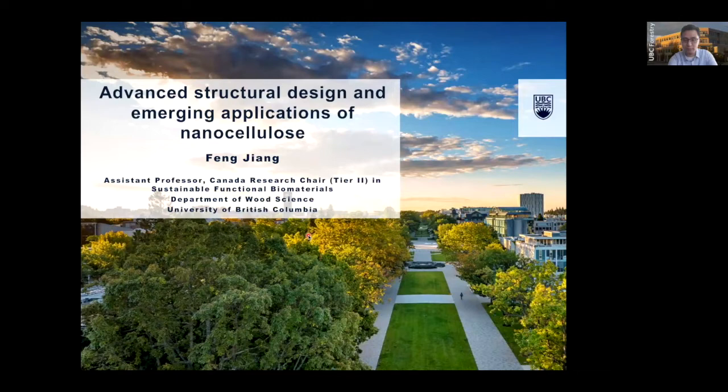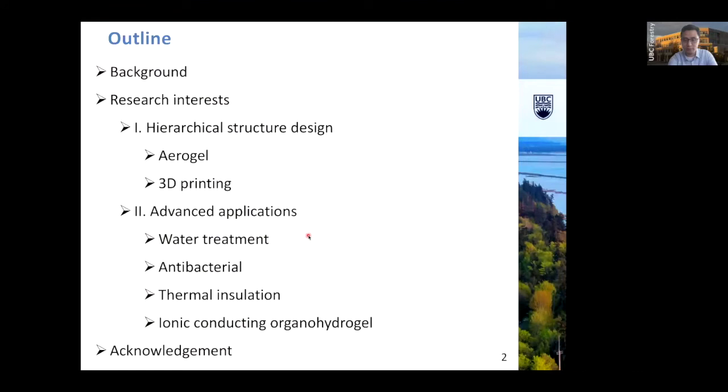Today I'm going to talk about the advanced structure design and emerging application of nanocellulose. I'll divide today's talk into two parts. One is hierarchical structure design, briefly talking about the aerogel as well as 3D printing. Then I will focus on the advanced application for water treatment, antibacterial, thermal insulation, as well as ionic conducting hydrogel.